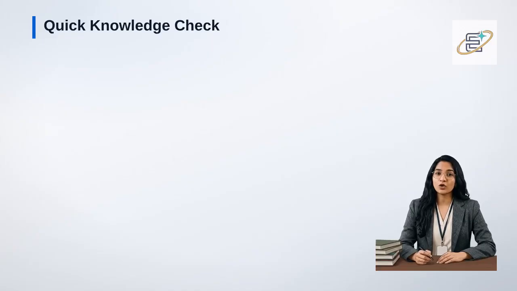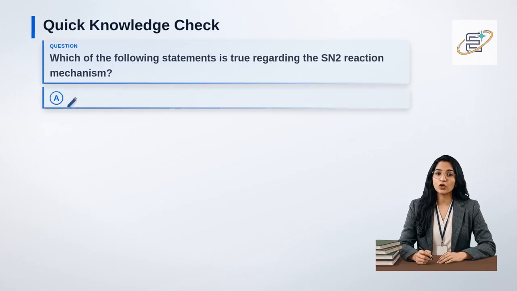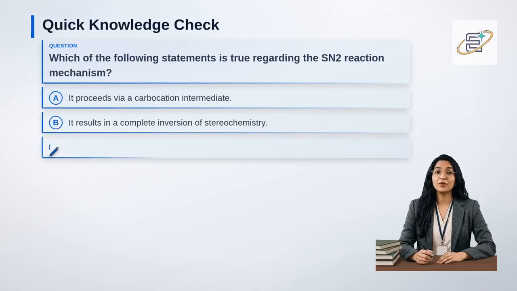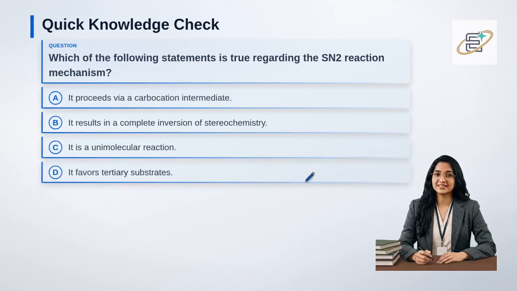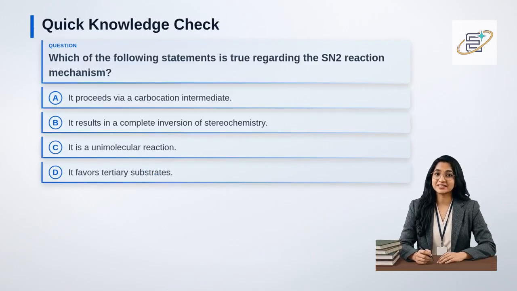Let's pause for a quick knowledge check to see what you remember from the first half of our masterclass. Here is your question. Which of the following statements is true regarding the SN2 reaction mechanism? Option A says it proceeds via a carbocation intermediate. Option B says it results in a complete inversion of stereochemistry. Option C says it is a unimolecular reaction. And option D says it favors tertiary substrates. Take a moment, think back to our comparison table, and pick your answer.